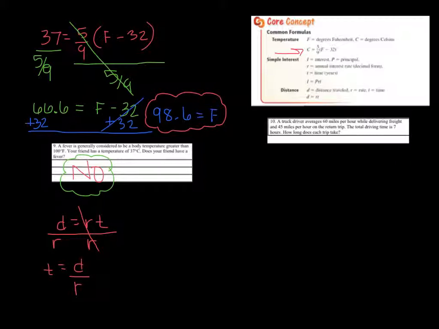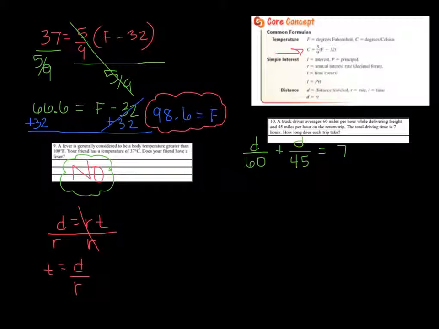So I know that one of the trips, they traveled at a rate of 60 miles per hour, and I'm not sure how far they went. So I know that d over 60 would be equal to the time, which we're not sure how long it took just for the delivery part. So I need to add that to d over the other rate, which was 45 miles per hour. If I add the distance over 60 plus the distance over 45, I know that the total trip took 7 hours.